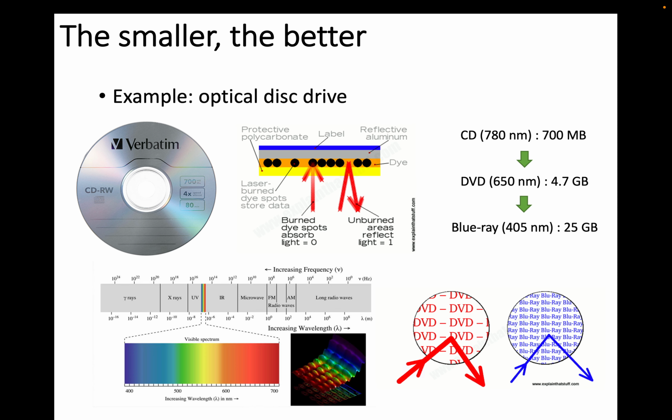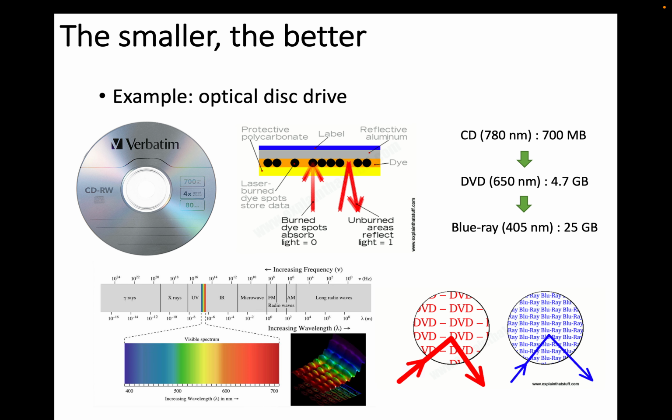In fact, if you look at 405 nanometers, what is the color of that? That is a bluish laser, right? That is why it is called Blu-ray, because the laser they use is blue. Obviously, this is related to miniaturization, and that is how nanotechnology enabled large quantities of data storage.